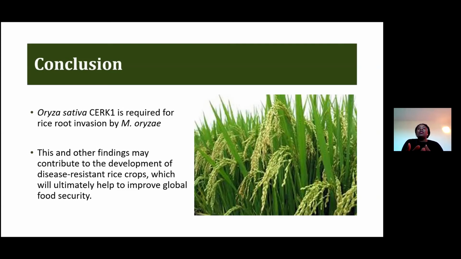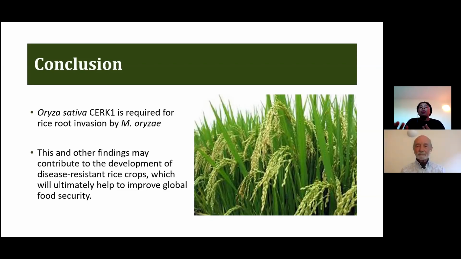And the implication this can have for food security is that the information we've provided can help to further research on the development of disease-resistant rice crops, which will ultimately improve global food security.